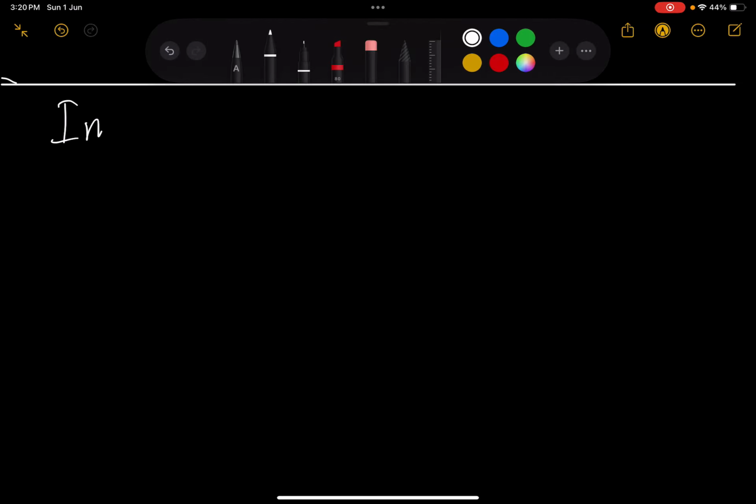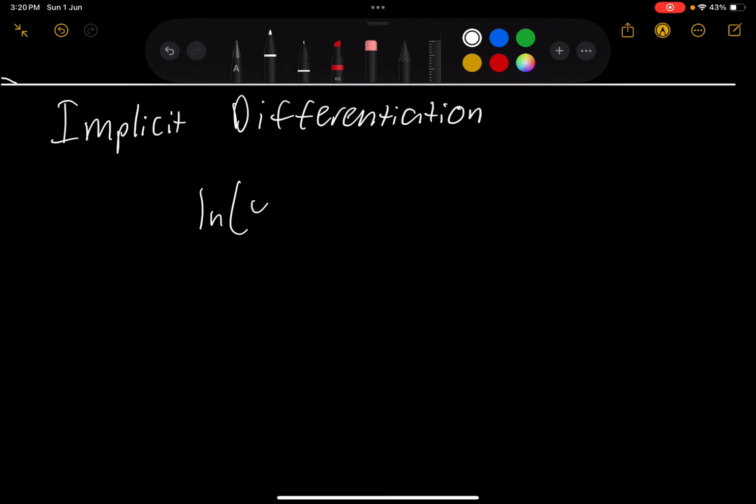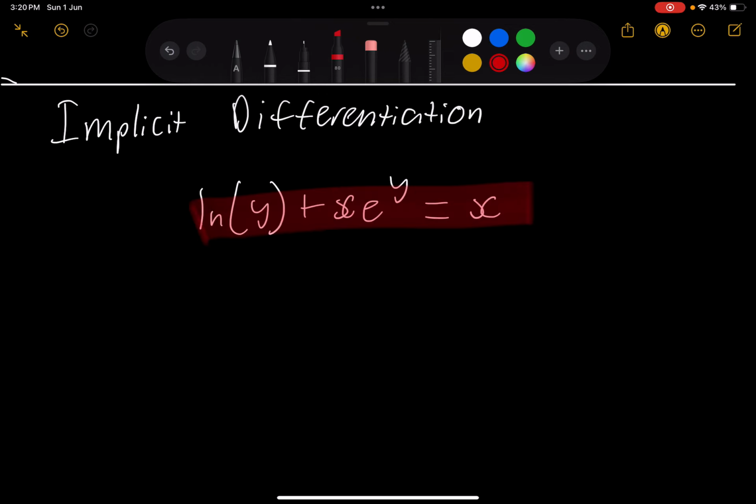This is a quick introduction to implicit differentiation, why it might be used, and how to actually use it. What you'll find is that there are some functions which are very hard to put y on one side of the equation and x on the other side. An example is this equation here. It would be very hard to do that, and sometimes it's actually impossible to separate your y's and your x's.